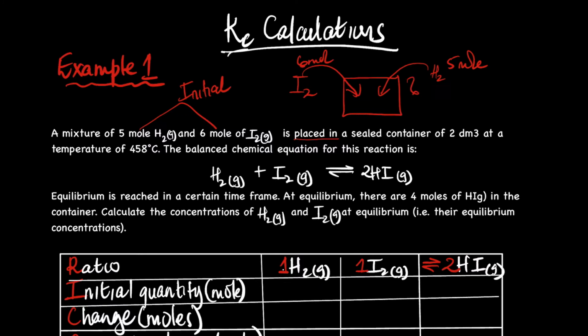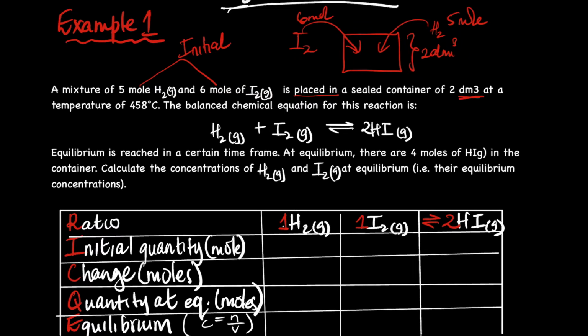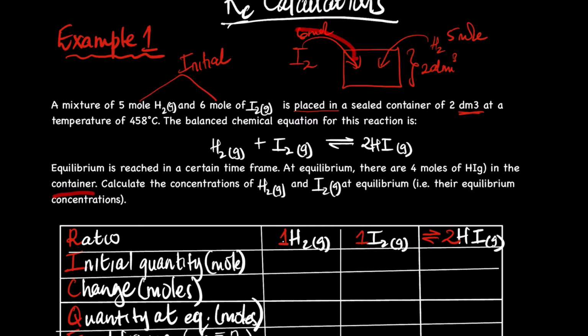So the volume of this container is 2 dm³. So it's in the standard international units, right? Now it says equilibrium is reached in a certain time frame. At equilibrium, there's 4 mole of hydrogen iodide in the container. After these two reacted, a portion is taken from this and a portion is taken from that. So when the reaction is complete, at equilibrium there's 4 mole of hydrogen iodide in the container. That's the product, so that is what is produced.